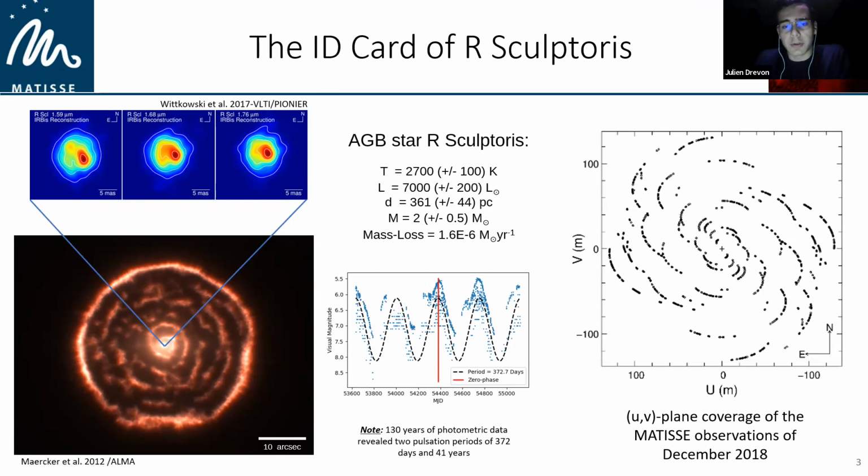Here you also have the plots of the different periods. Basically, we took 130 years of photometric data, and when we compute a periodogram, we reveal that there are in fact two periods: one period of roughly 1 year and one period of 41 years, which is important to spot for giving a complete description of R Scl.